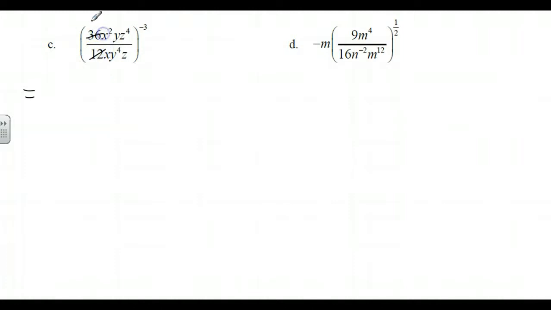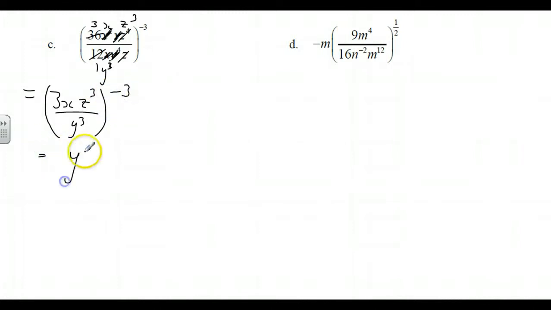12 goes into 36 3 times. That's a 1 there. This x to the 1 takes the x squared down to an x. The y up top takes this down to a y cubed. And the z takes the z to the 4th to a z cubed. So on the top, we have a 3x z cubed, on the bottom y cubed, to the negative 3.